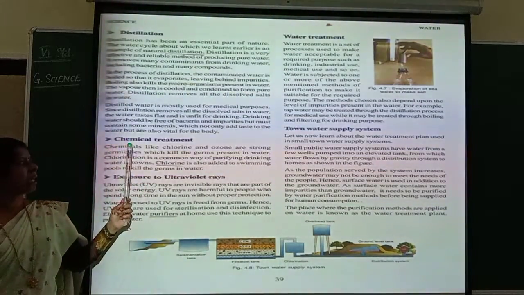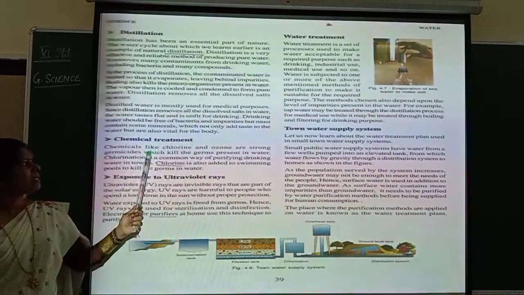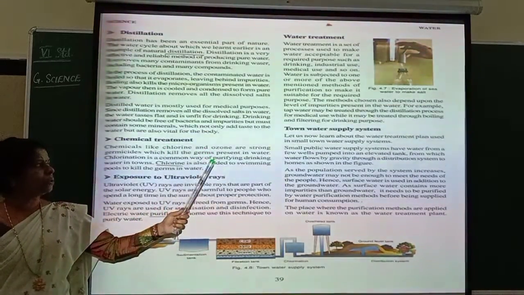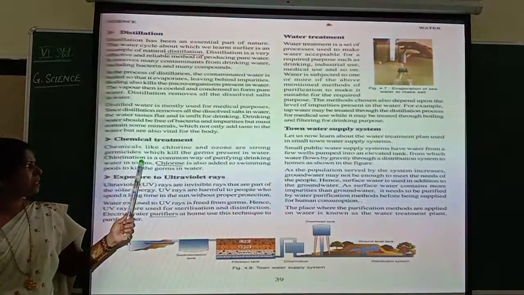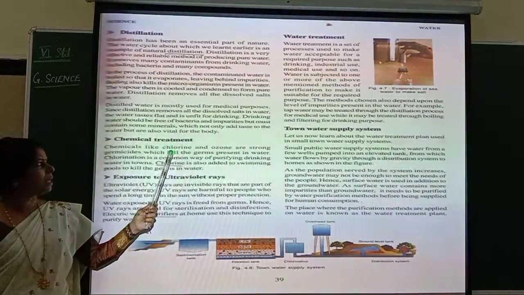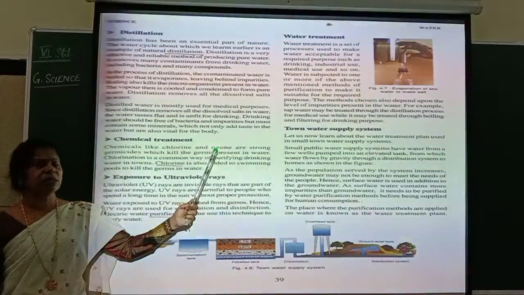Now let us go for the chemical treatment. Chemicals like chlorine and ozone are strong germicides which kill the germs present in water. So there are two chemicals here. One is chlorine and one more is ozone.